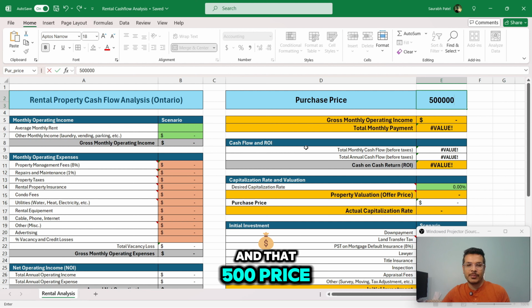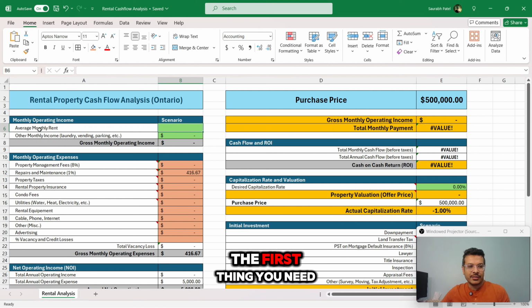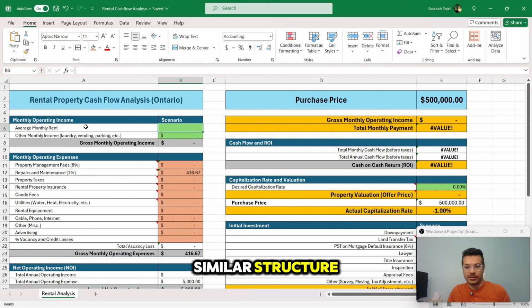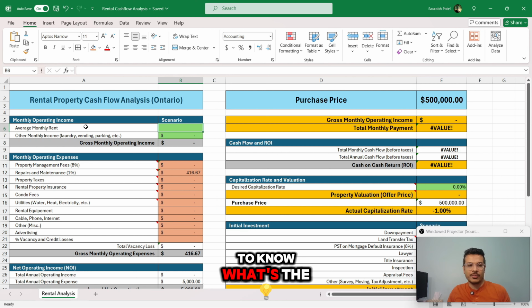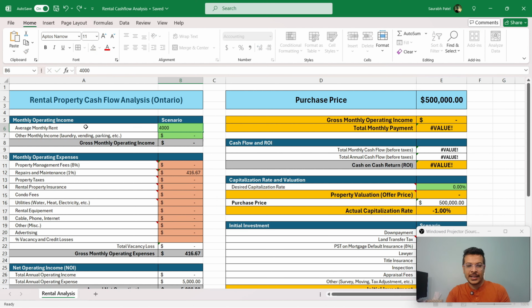And at that 500k price, if you rent out that whole property, the first thing you need to know is how much monthly rent you can expect from this property. Now you can see the surrounding properties with a similar size, similar structure, and you can get to know what the monthly rent is going to be. And this kind of property in Windsor, you can get around $4,000 a month in rent.